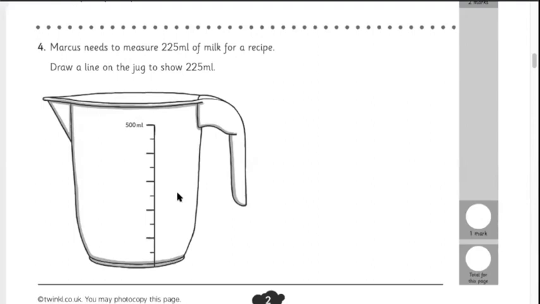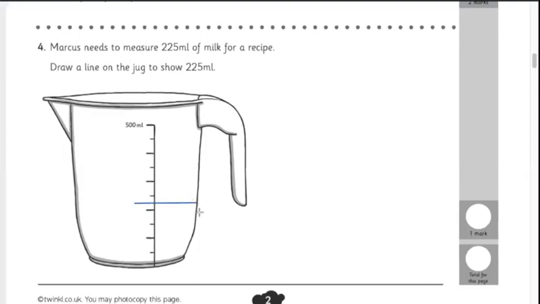Right, Petra, what do I have to do here then? Because I don't understand, because there's no 225 milliliter increment. Half the increment. Half of the increment, that's right. So what I'm going to do is get my line. So 50, 100, 150, 200, 250. So my line is going to be halfway between 200 and 250.